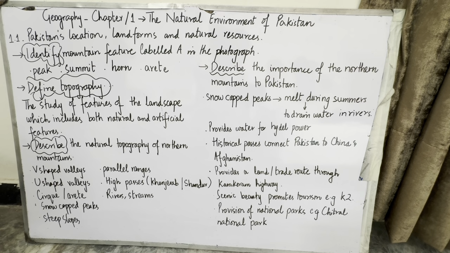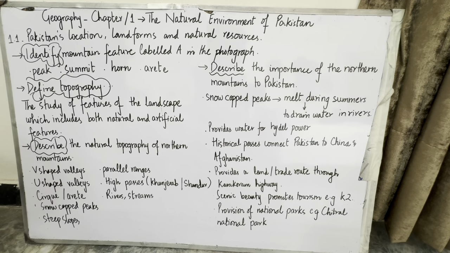So as you know earlier from the topographical features, you have seen that there are snow-capped peaks. The snow-capped peaks help in melting of water during the summers, and that water is drained into the rivers. Okay? Then it also provides water for hydel power. There are historical passes which connect Pakistan to China and Afghanistan. Then it also provides a land or a trade route through the Karakoram Highway, which is also a connection between Pakistan and China. Then it's also a source of scenic beauty which promotes tourism.